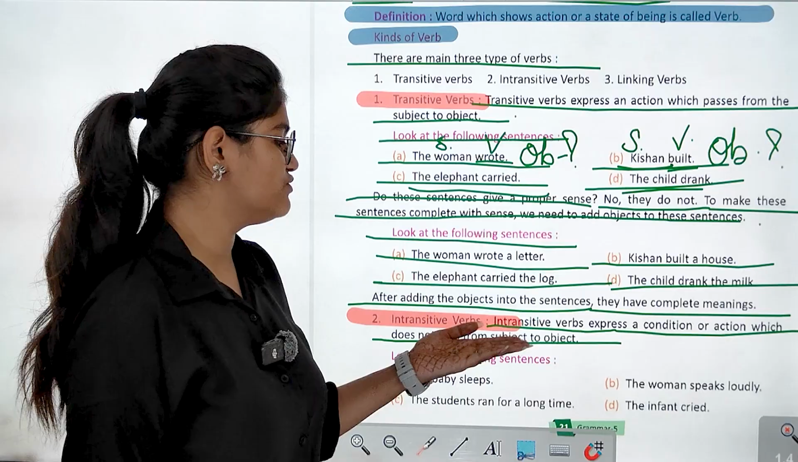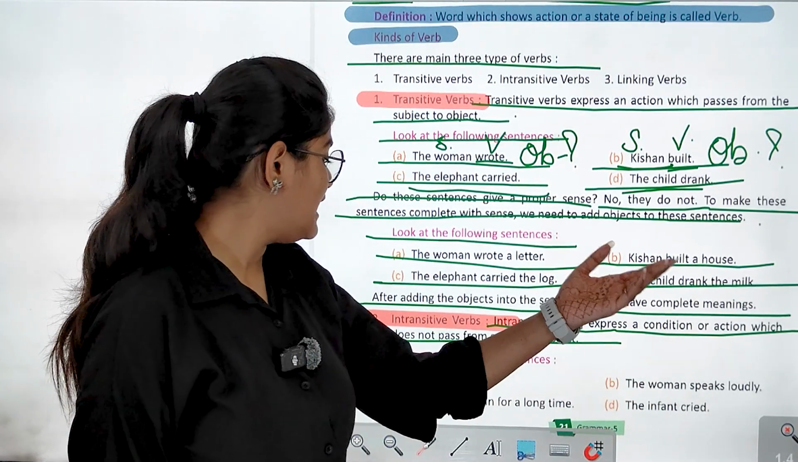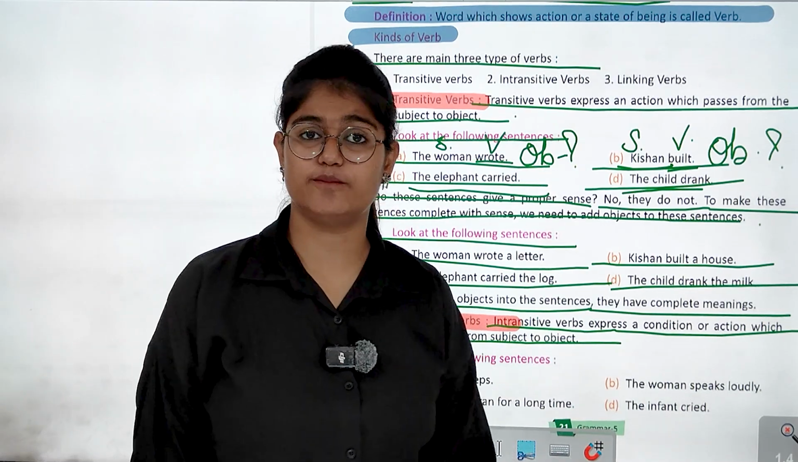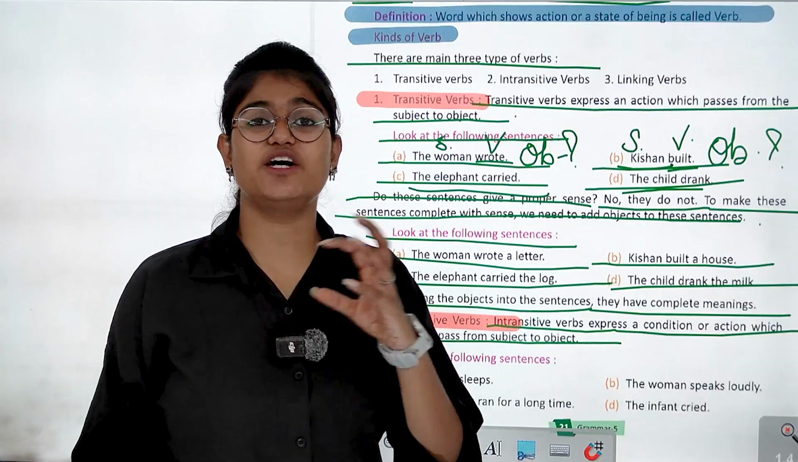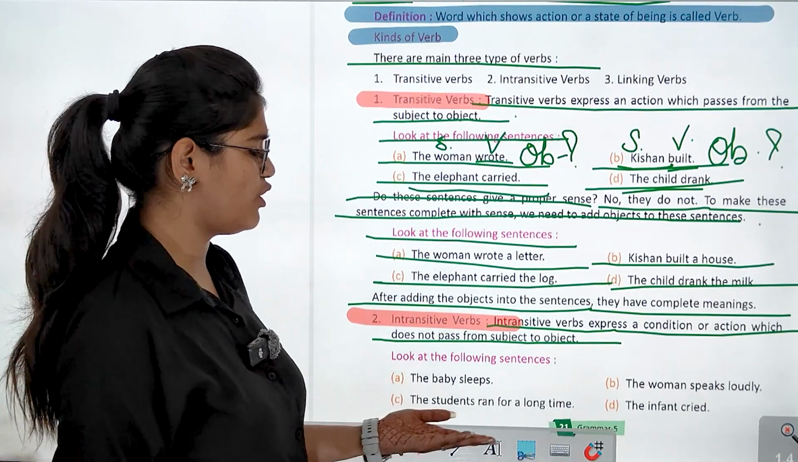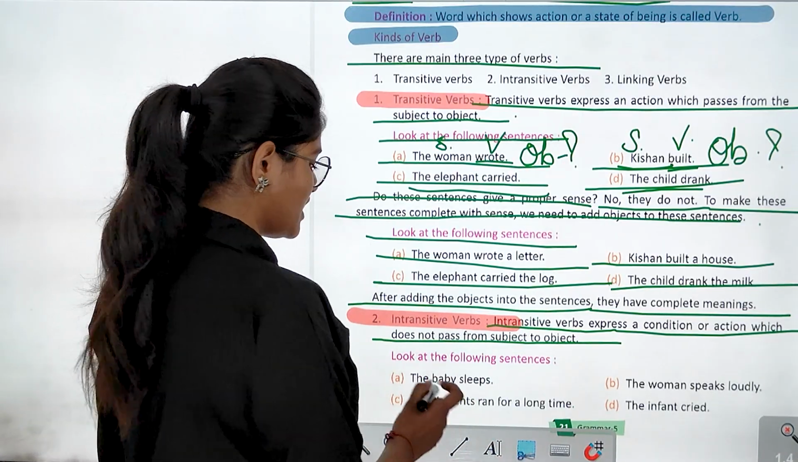कि intransitive verbs वो होती हैं जो एक condition को express करती हैं, action which does not pass from subject to the object. कि जिसमें जो verb है वो subject से object तक pass हो ही नहीं रहा है, right? Like their object is missing in those sentences, they are known as the intransitive verbs.